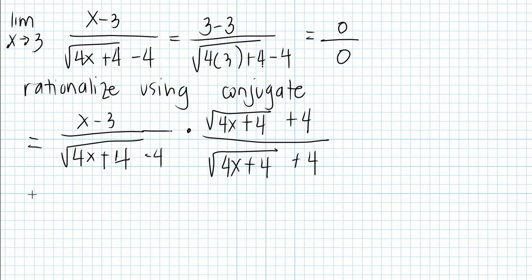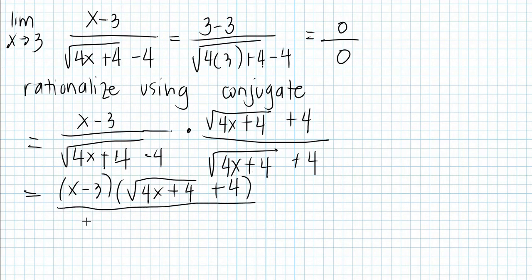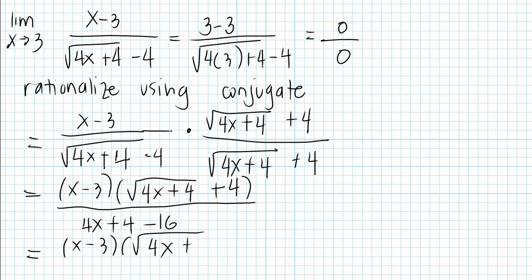So for the numerator, that will be x minus 3 times square root of 4x plus 4 plus 4, all over the square root of 4x plus 4 times itself will be 4x plus 4, minus 4 times 4, and that's 16. So the numerator stays, and it's x minus 3 times the square root of 4x plus 4 plus 4, all over 4x plus 4 minus 16, which is negative 12.